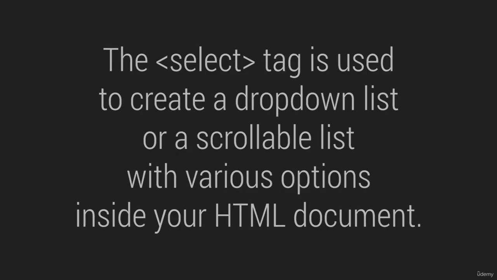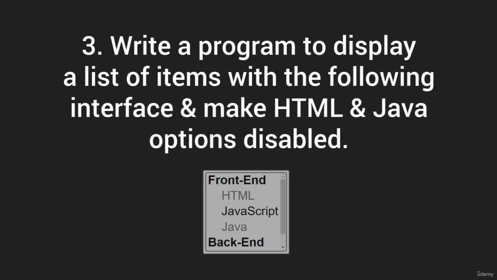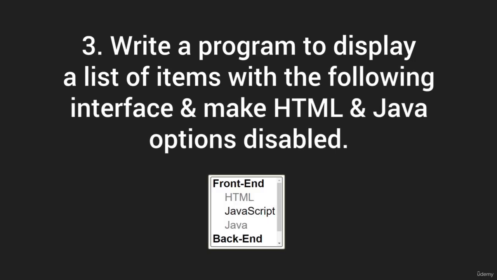The second question is, how to create a group inside the select tag list? For creating a group, we use the optgroup, that is option group tag, like we have done here in this example, and that creates a group for the items. Now there is a practical question: write a program to display a list of items with the following interface and make the HTML and Java options disabled.